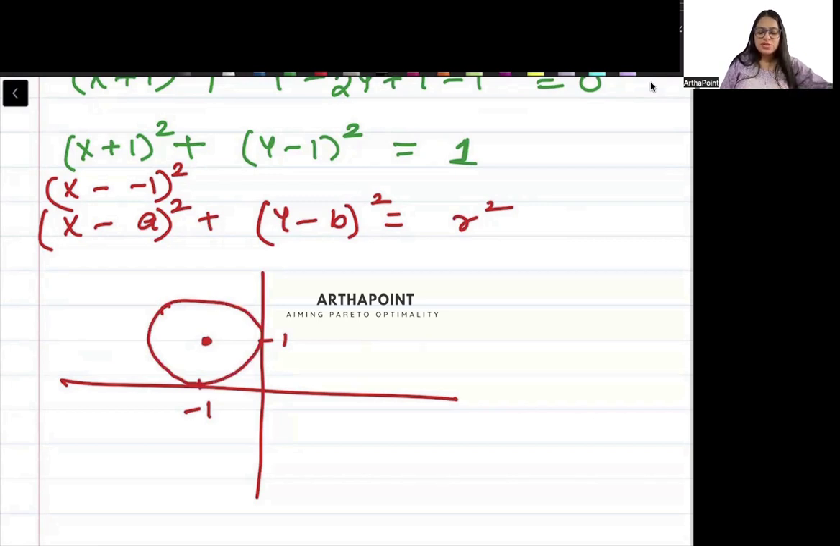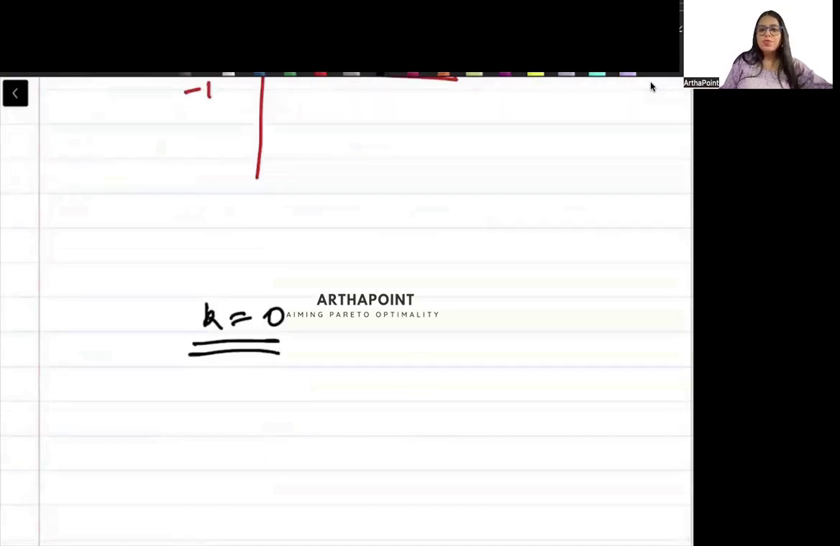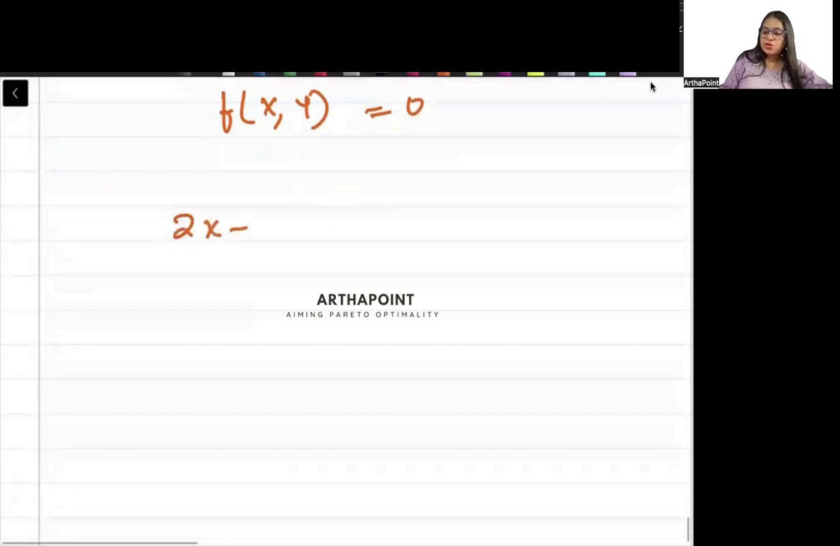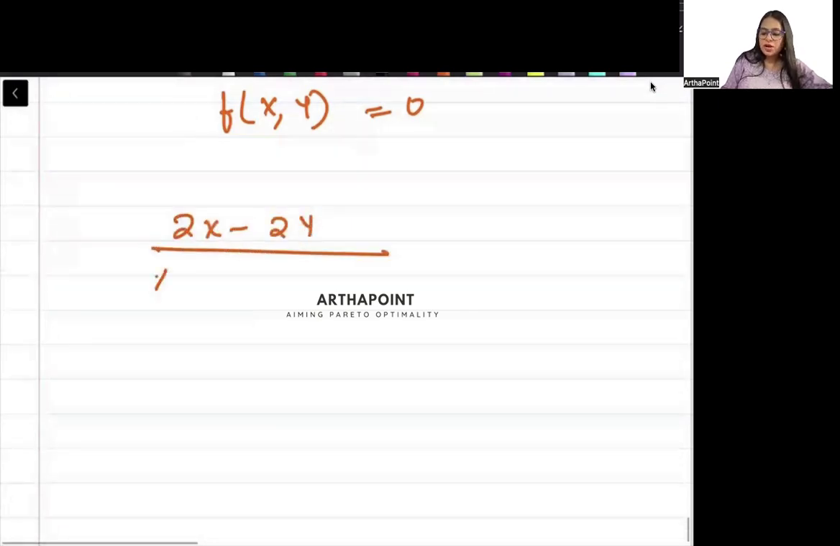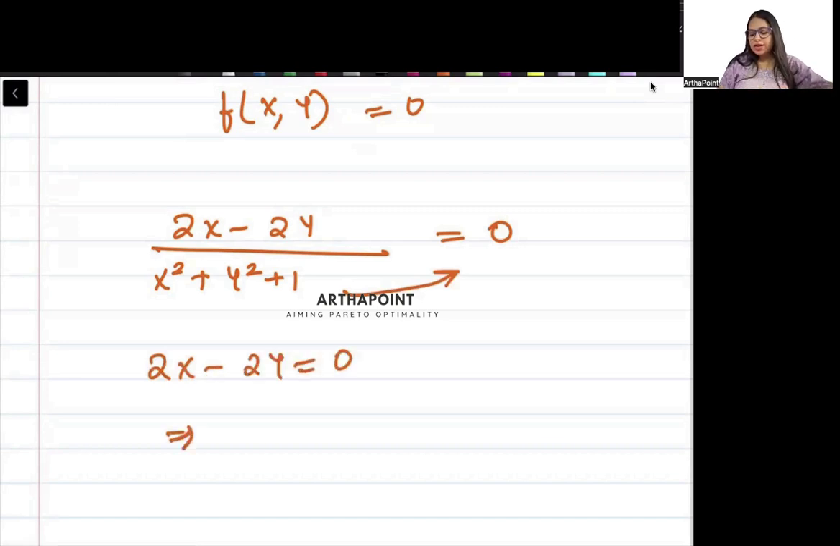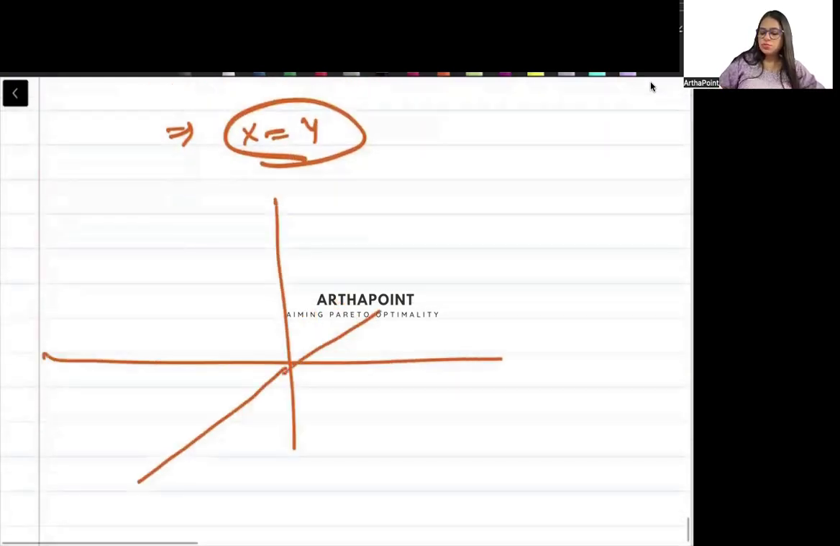Okay. Now let us take the last part. So now it says k is equal to 0. So we will implement f of xy is equal to 0. So I will get 2x minus 2y upon x square plus y square plus 1 is equal to 0. This can simply go here. So 2x minus 2y is equal to 0. And this will give me x is equal to y. So this is a line passing through the origin, right?